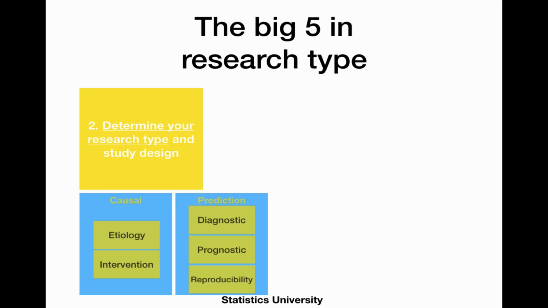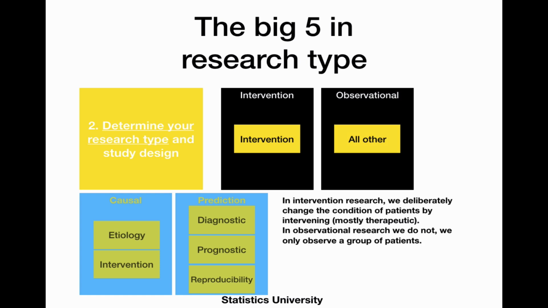Another distinction that is important is that of intervention versus observational research. In intervention research, we deliberately change the condition of patients by intervening, and mostly in a therapeutic way. In observational research, we don't do that. We only observe a group of patients and study their characteristics.